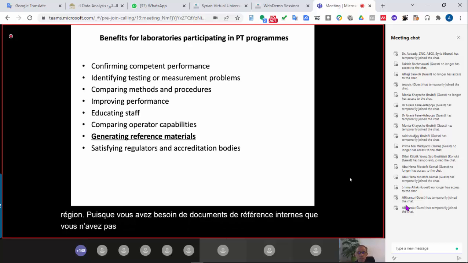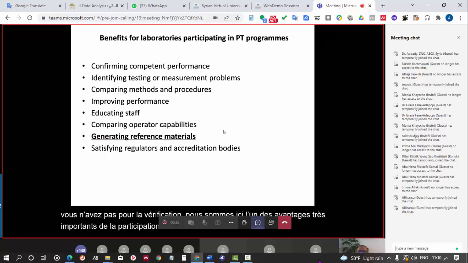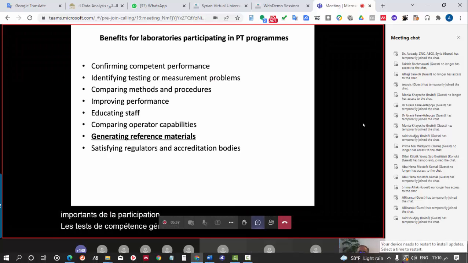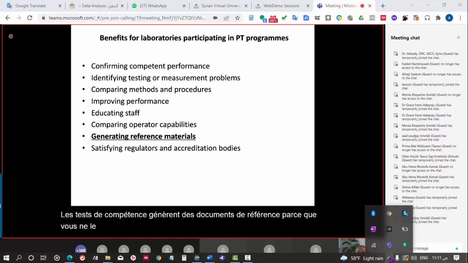Here we are. One of the very important benefits of participation in proficiency tests is generating reference materials, because you will not spend all amount of the sample.